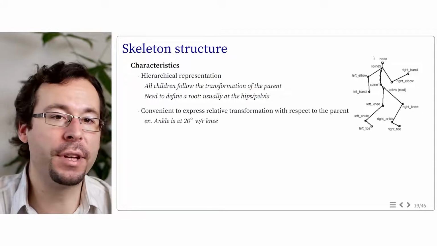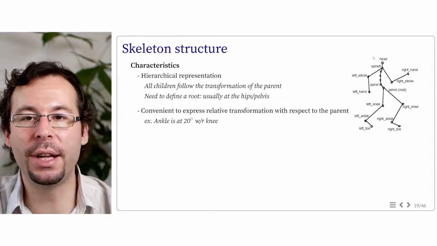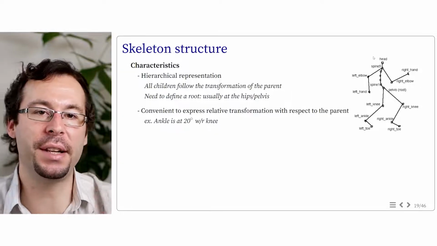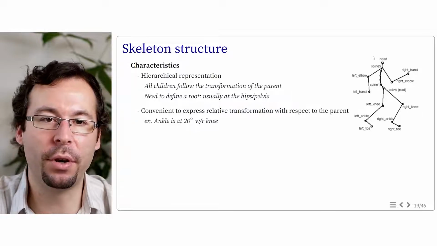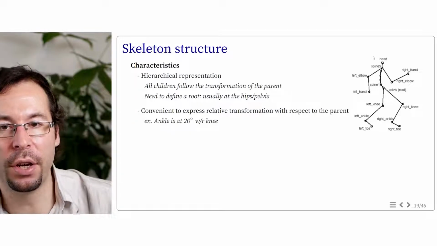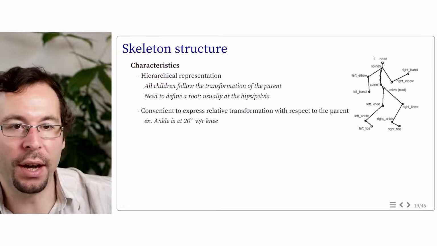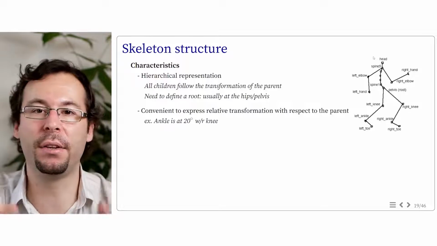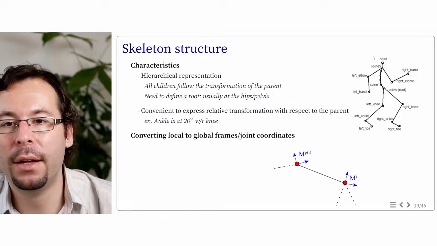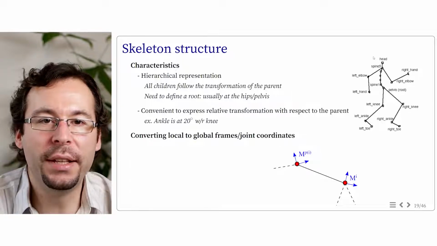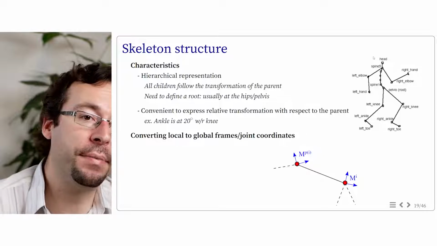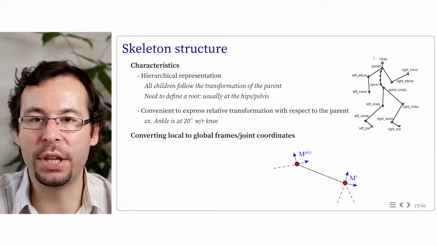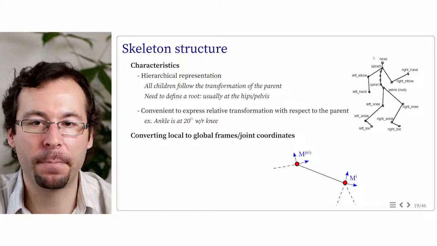It's also convenient to express the transformation usually relative to the parent and not necessarily in global coordinate. For instance, it's easier to express the orientation and position of the ankle with respect to the knee rather than in some arbitrary coordinate system. So the first thing we usually need to do is to convert these local coordinates to the global frame in order to perform computation in the same coordinate system.